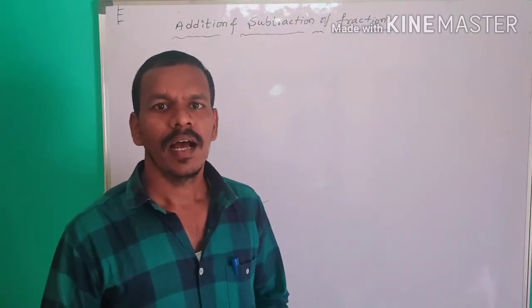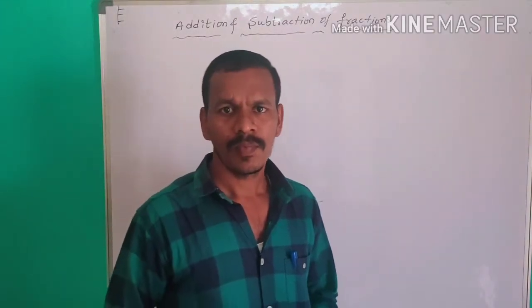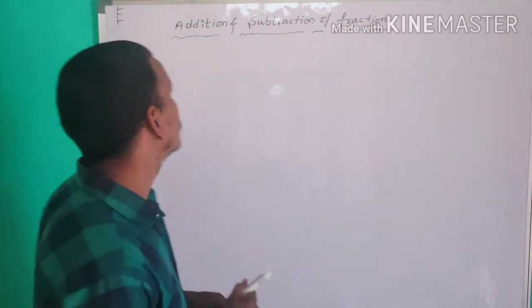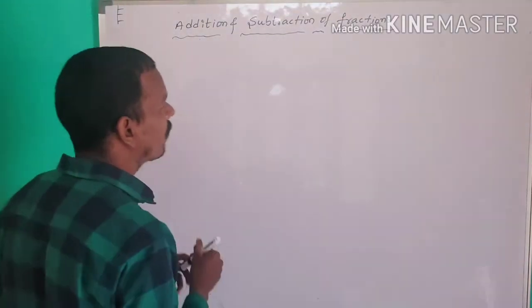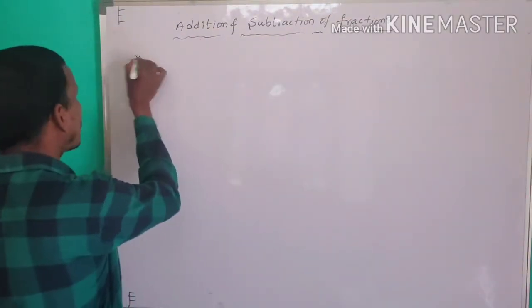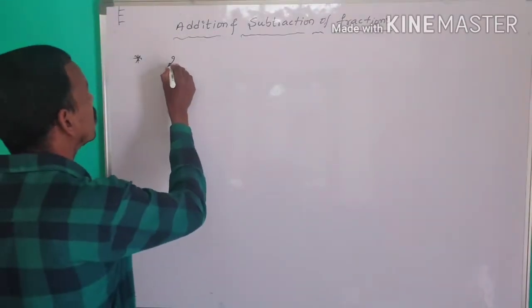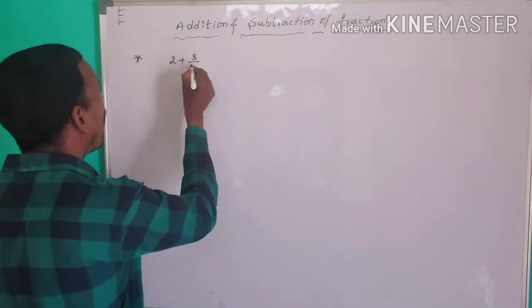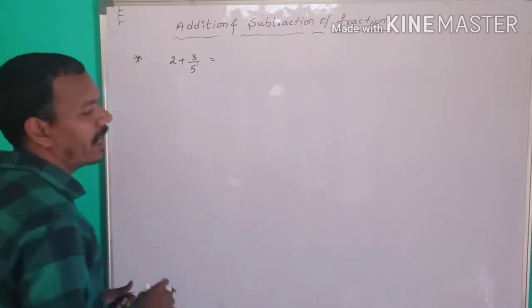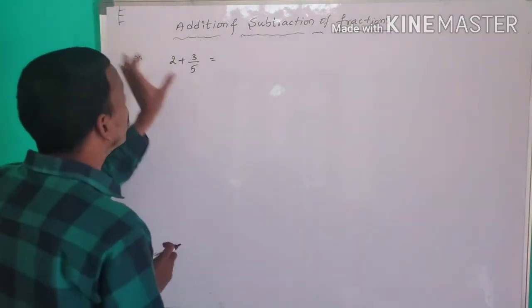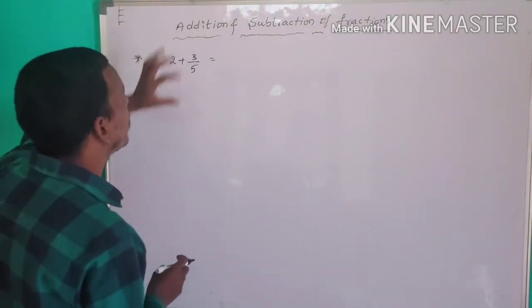Today we have discussed addition and subtraction of fractions. Already we have discussed row additions and row subtractions. Now let us enter into the topic: addition and subtraction of fractions. For example, a number and a fraction, how can we add them?